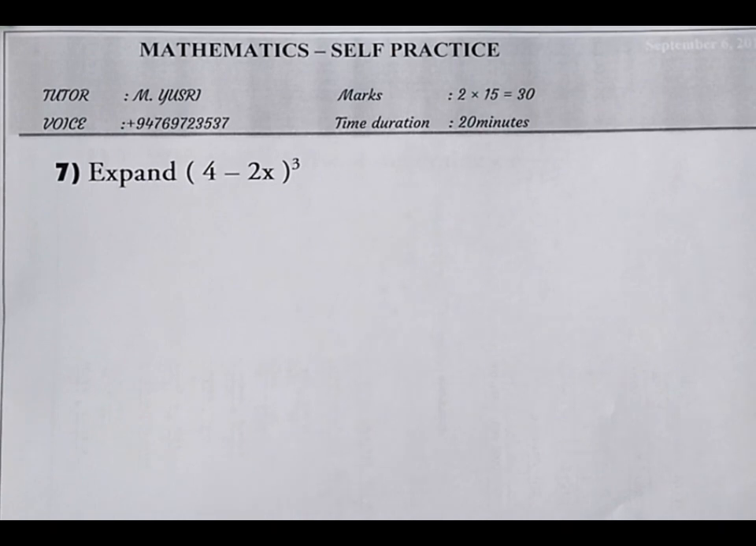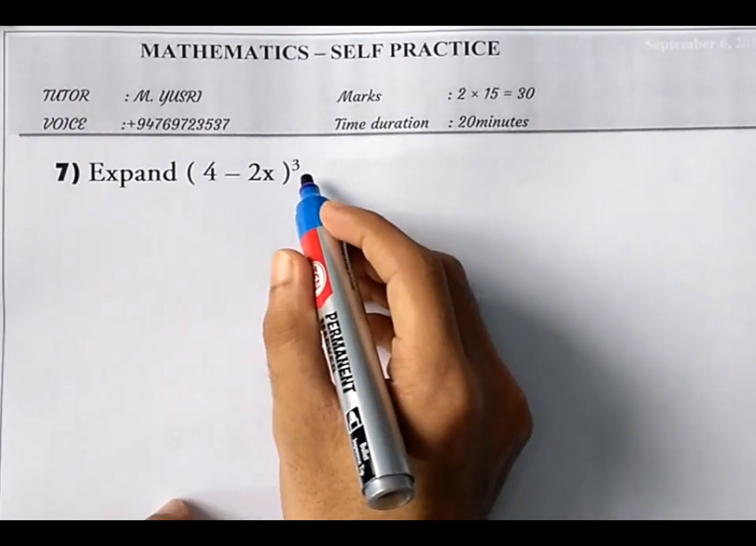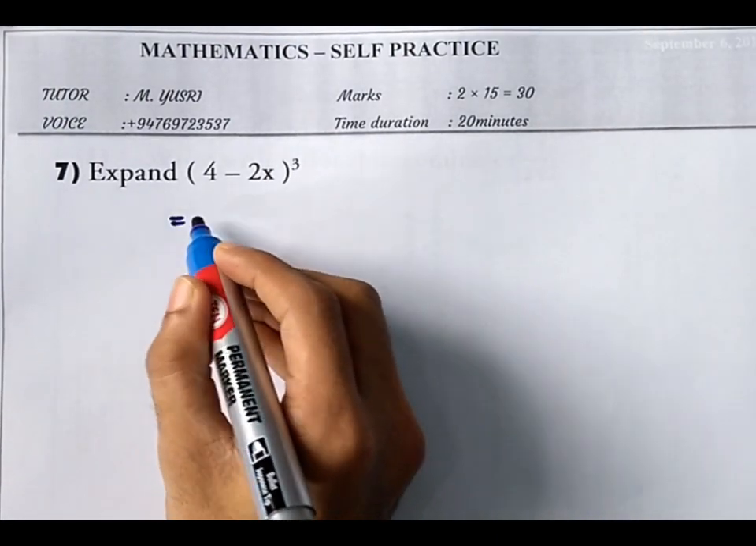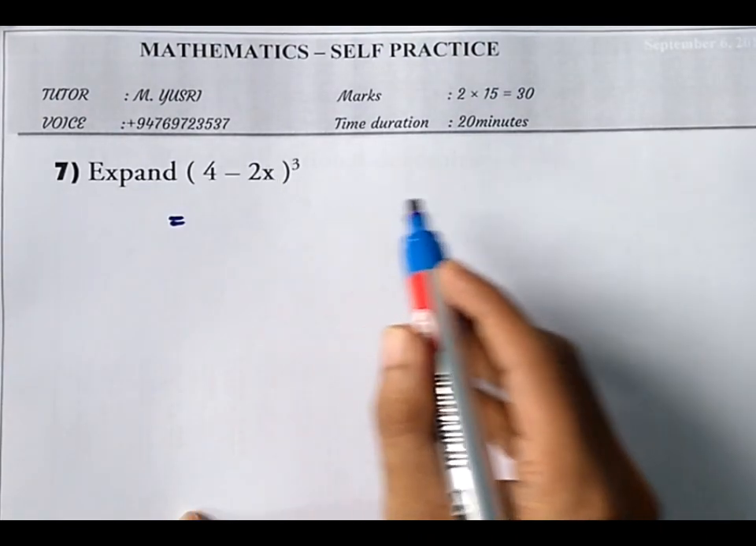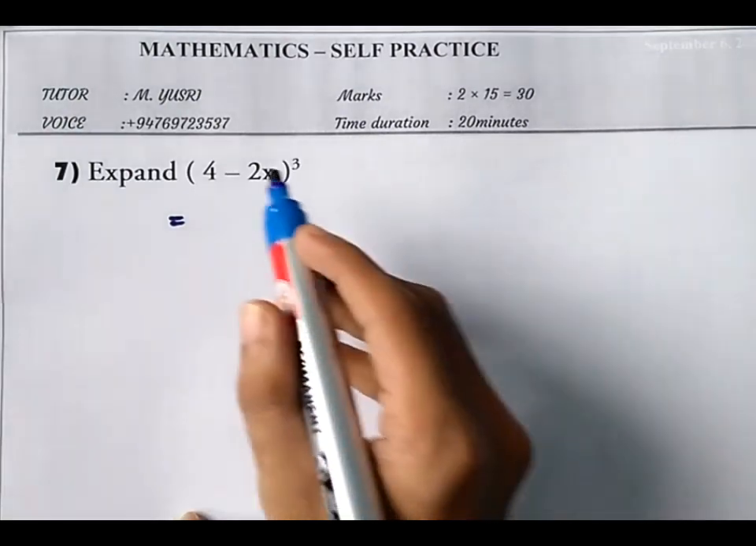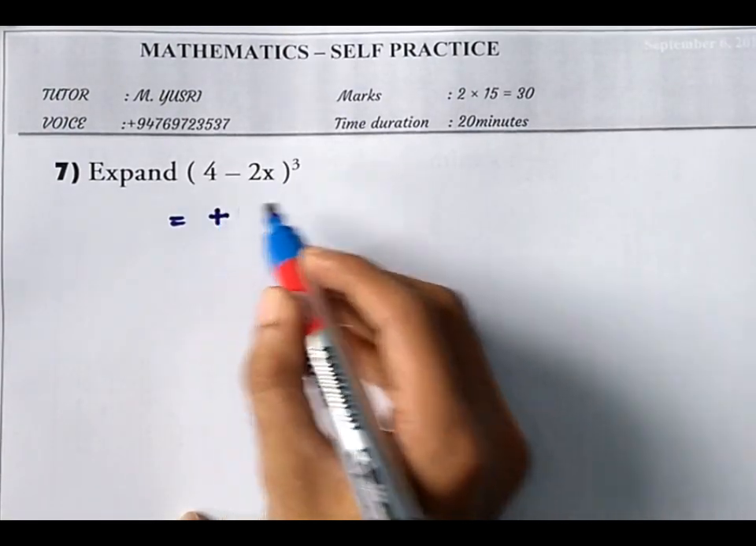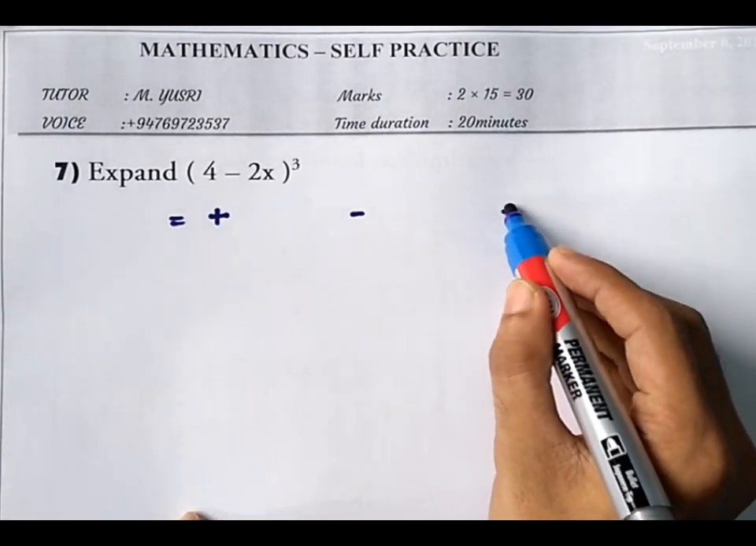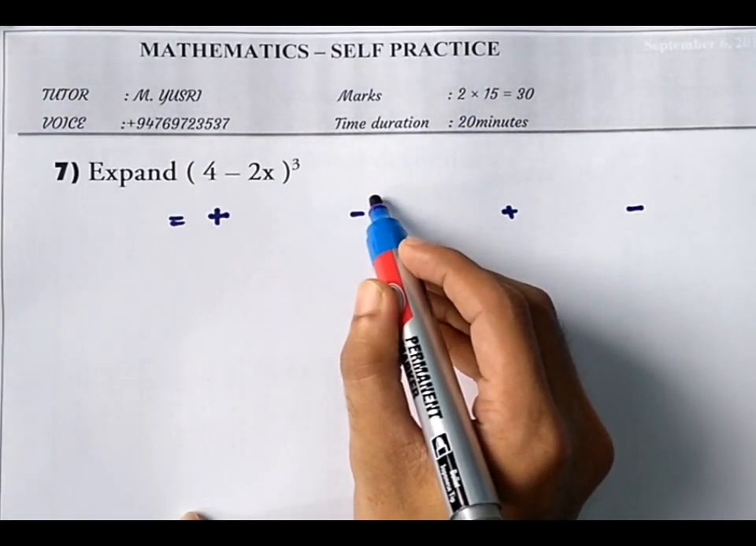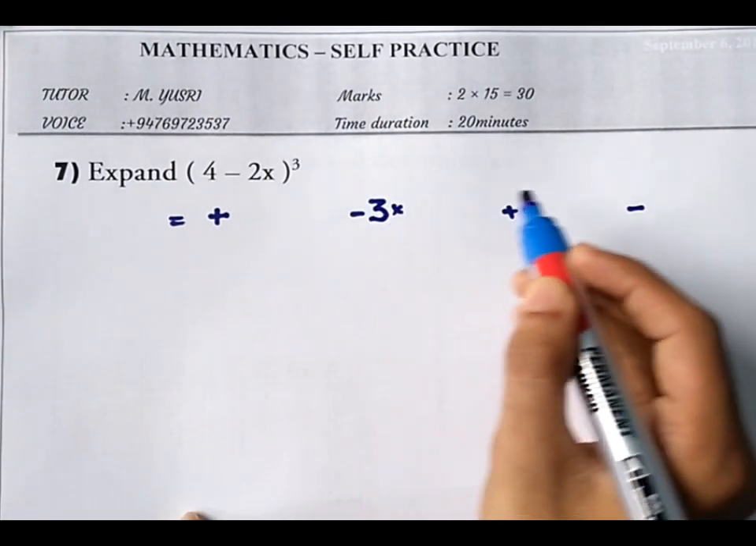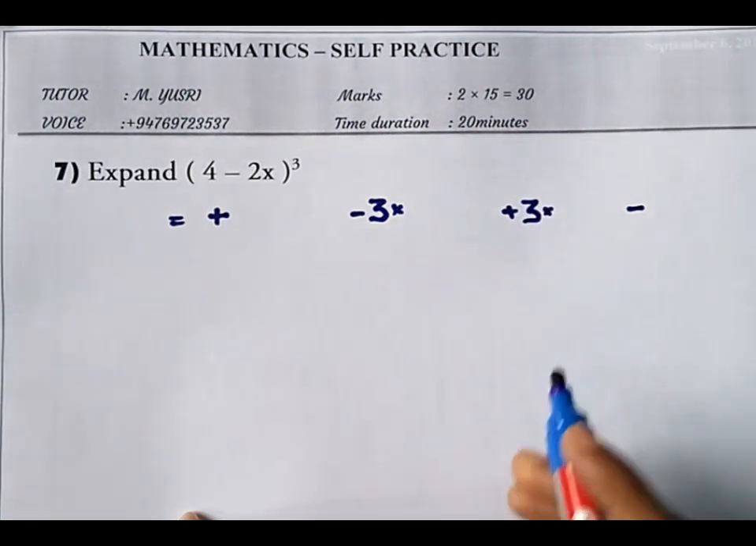Now here they are asking us to expand this. It's very easy, not much difficult. Just I'm saying, here you can see it's cube. It's not a square, it's cube. If you got a plus sign, then we have to place plus signs, plus plus plus plus, but this time it's minus. So this is the method: plus minus plus minus. Now it's easy to simplify. After that, the second step is we have to multiply the second and the third term by 3.